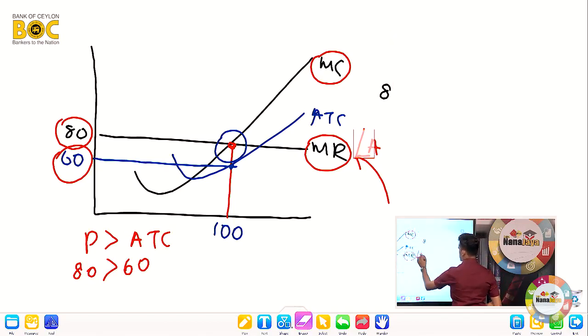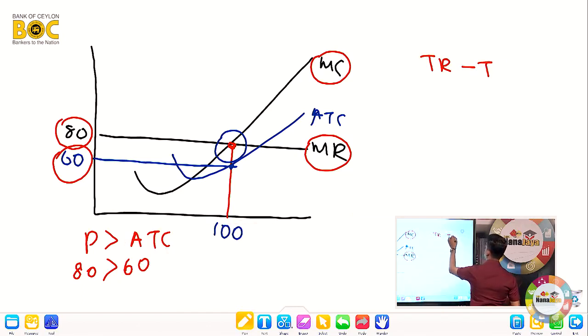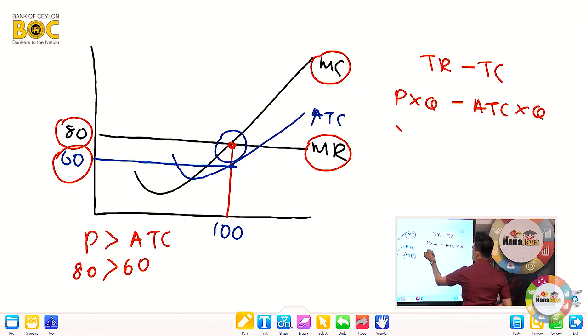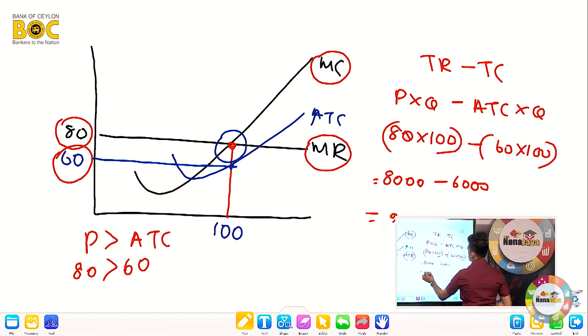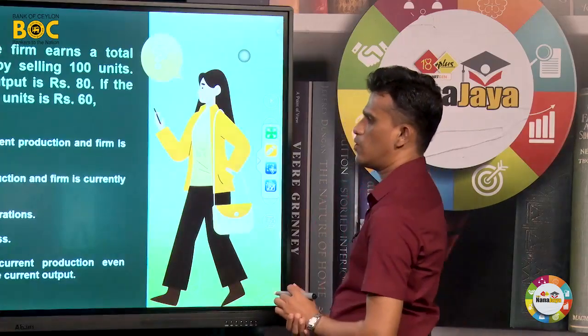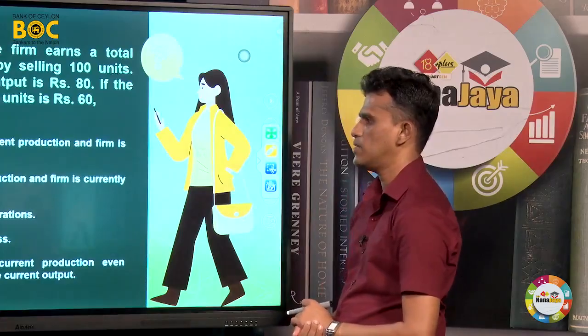How? As I told you, profit is TR minus TC. TR is price into quantity. TC is ATC into quantity. Price is 80, quantity produced is 100. Average total cost is 60, quantity produced is 100. So this is 8,000, this is 6,000. Therefore, the profit of the firm is 2,000 rupees. So, the firm should maintain the current production and the firm is currently at a profit.